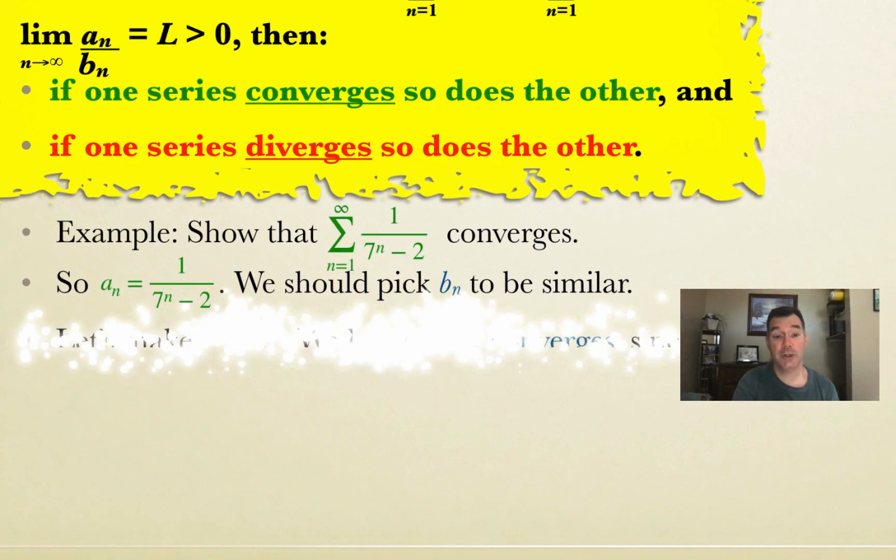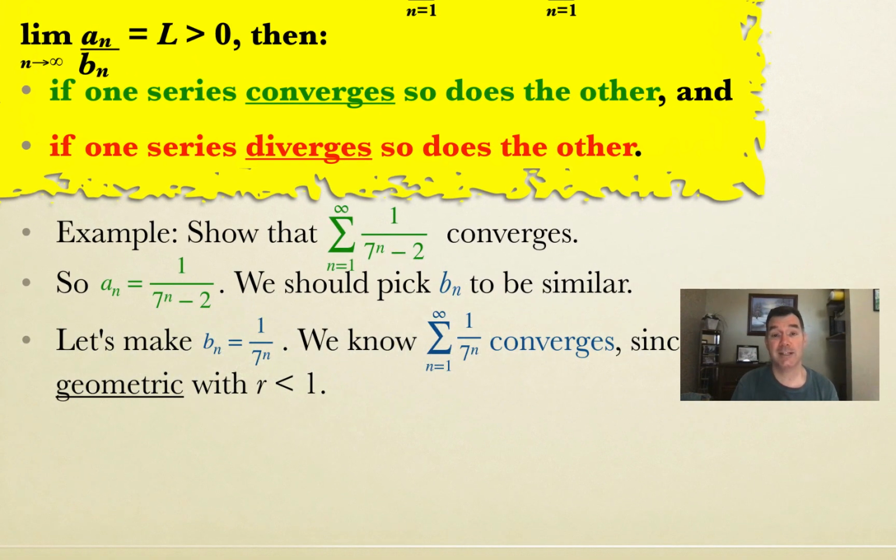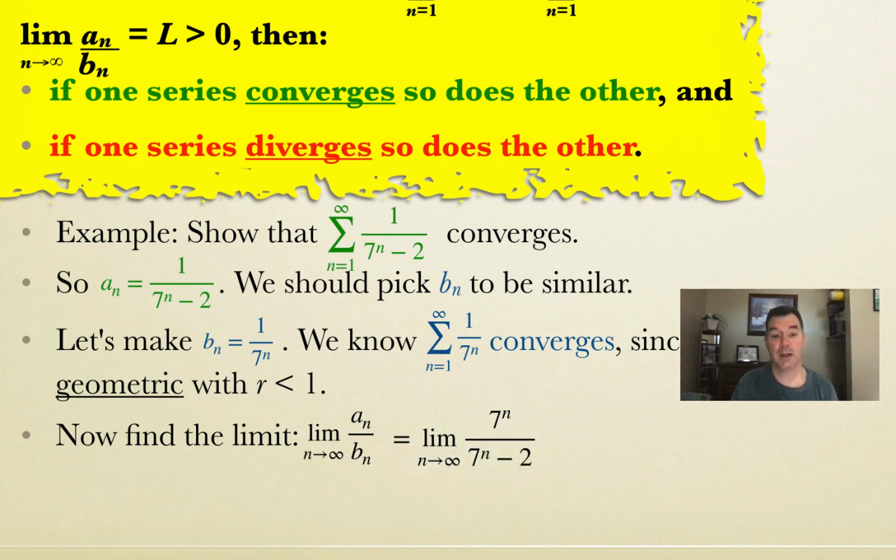So what I'm going to do is use 1 over 7 to the n, but I have to use a limit comparison test instead of a direct comparison for the reasons I just mentioned. Okay, I do know that it converges. It is geometric with an r value of 1/7, which is less than 1. So now I find the limit. I put the nth term from the series I was given over the nth term from the series that I'm comparing it to. And so that simplifies to be 7 to the n over 7 to the n minus 2.